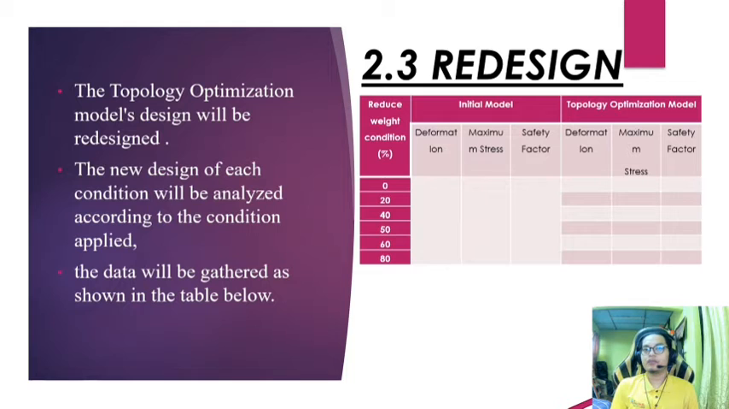So you can see from the table, we compare the initial model and the topology optimization model and collect their data about the deformation, maximum stress, and safety factor for each condition applied in the topology optimization, such as weight reduction conditions of 20%, 40%, 50%, 60%, and 80%.